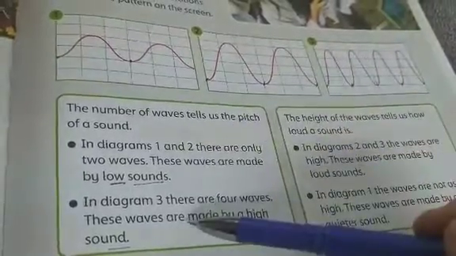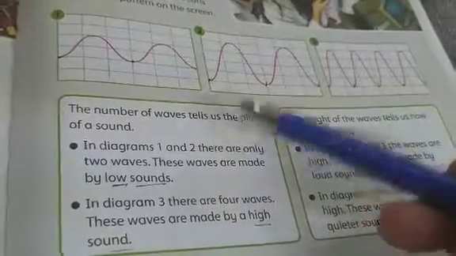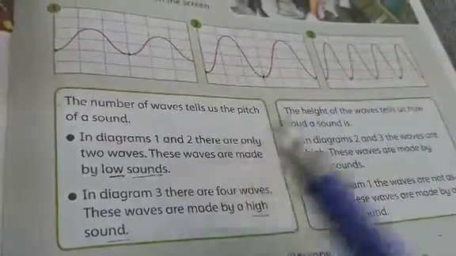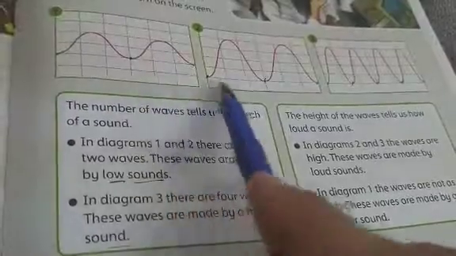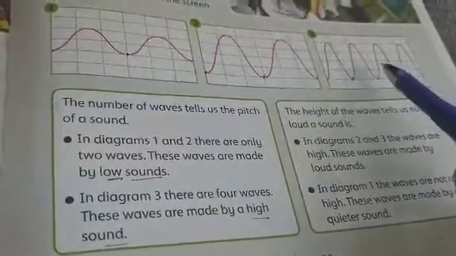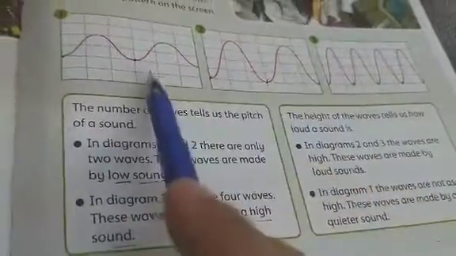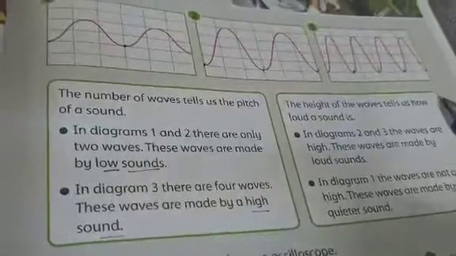Understand this part? So when we talk about the pitch of the sound, we talk about the low or high sounds. When the waves increase in number, the number will be more, so the pitch of the sound will be high. When the waves are less, the pitch of the sound will be low.